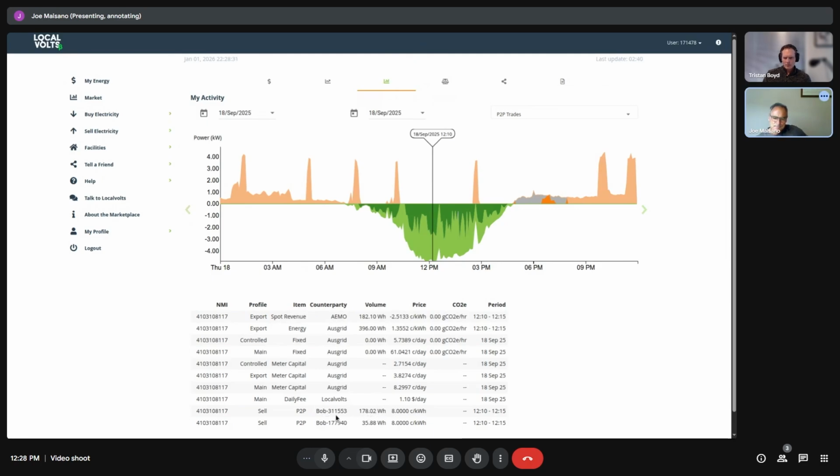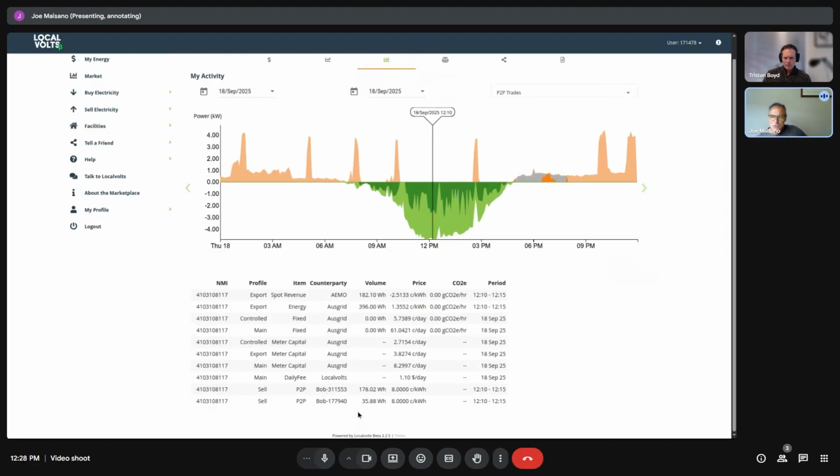peer-to-peer customers. And I'll just make the point, this is our simulation system, which is like a sandpit environment. So everyone in this environment is called Bob. So in the real LocalVolts system, you'll see the name of the person you're trading with. And in this case, the trade has gone in at 8 cents per kilowatt hour offer, and it's been matched. So this 200 watt hours is earning 8 cents, while the market component is actually losing 2.